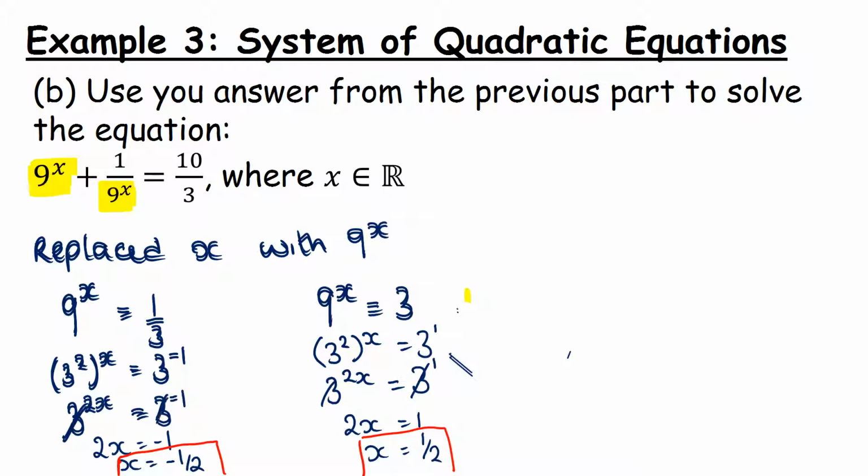I can ignore the base, the big numbers, and say 2x equals minus 1. So x equals minus a half. So that's my first answer. So let's work with the second answer.